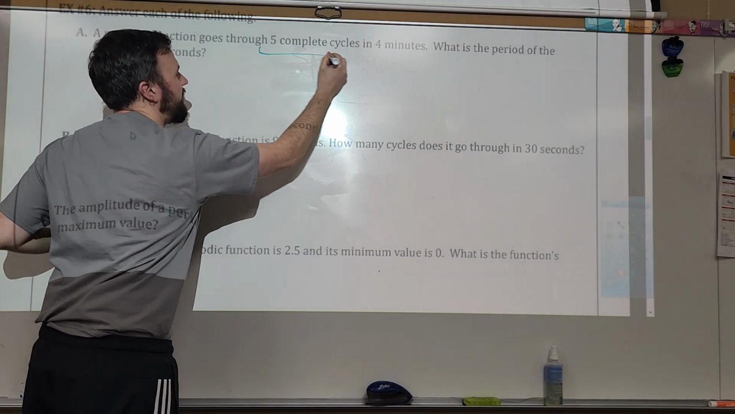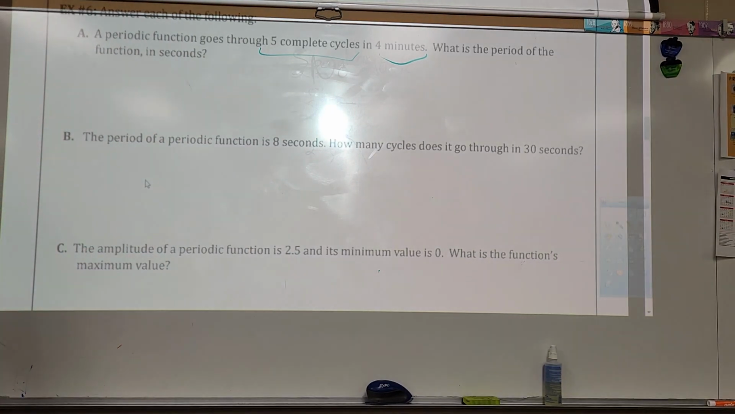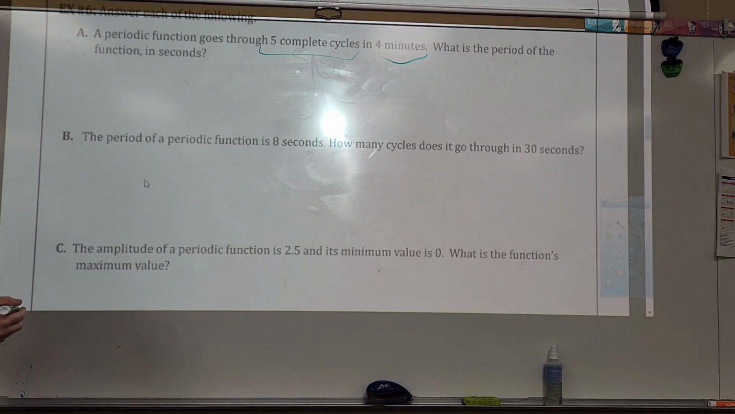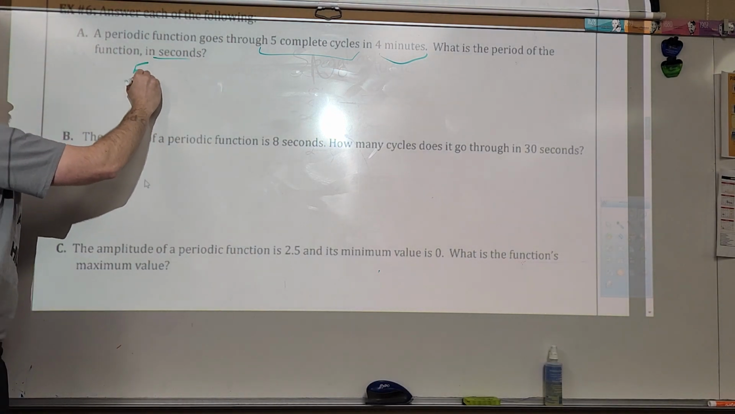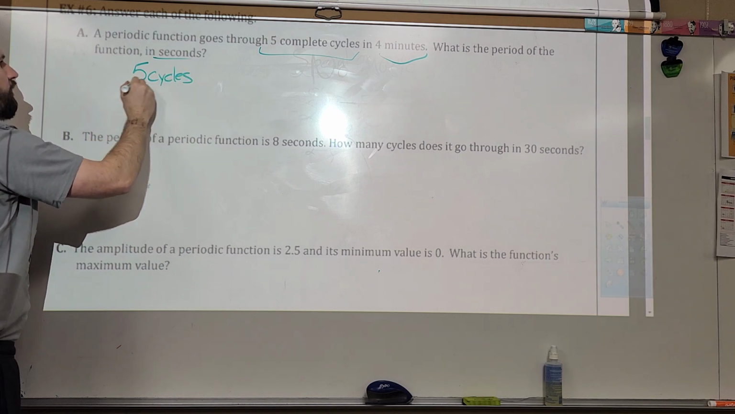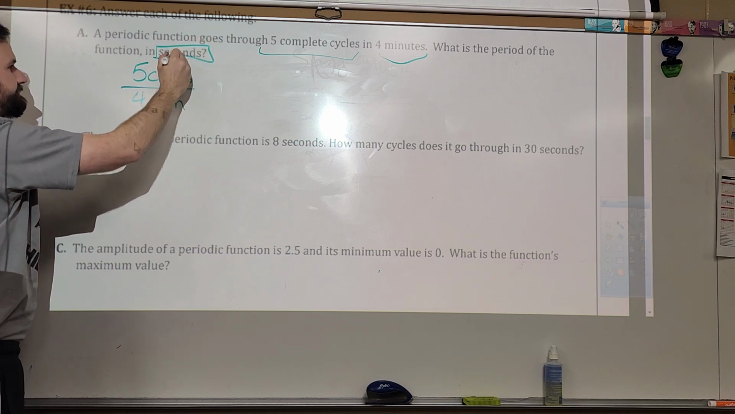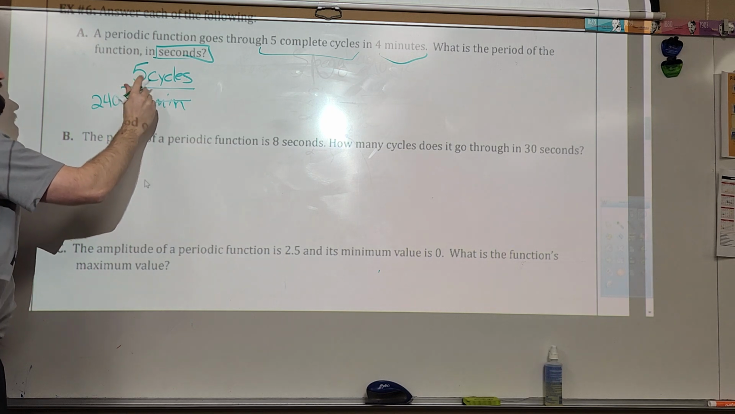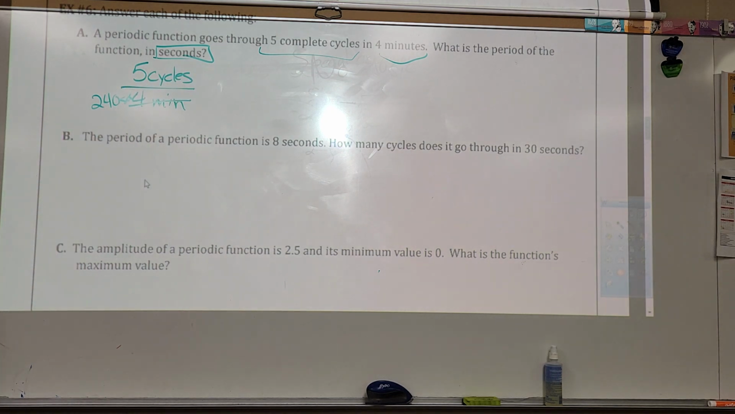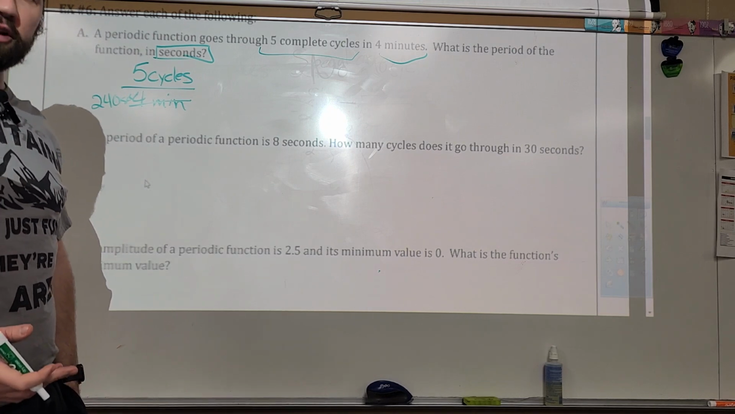It went through 5 cycles in 4 minutes. Period is like a rate, right? How many cycles per whatever. So they want it in seconds. So I have 5 cycles over 4 minutes, but wait a second. What's this want? So what's 4 minutes? 240 seconds. You see what I'm doing here? I'm finding out cycles per second, because cycles per second will give me the period. Or as y'all would say in the physics world, the frequency.